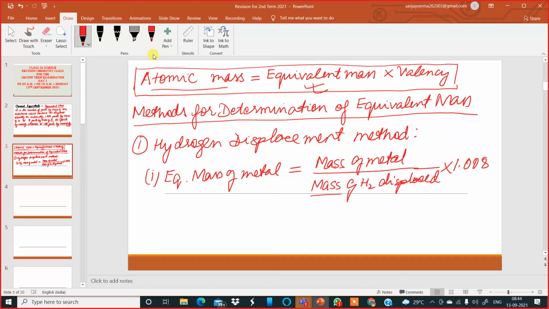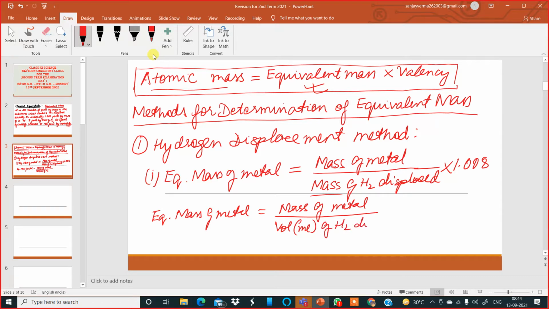Otherwise, if you don't use the mass, then you use the volume. So in that case, the same formula becomes equivalent mass of metal is equal to mass of metal divided by volume of hydrogen gas displaced at NTP, normal temperature and pressure conditions, into 11,200. Now this 11,200, because the volume of hydrogen gas is in milliliter.